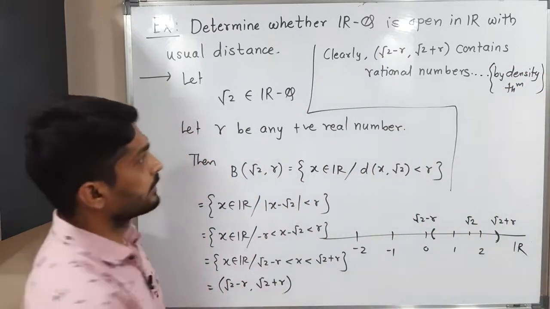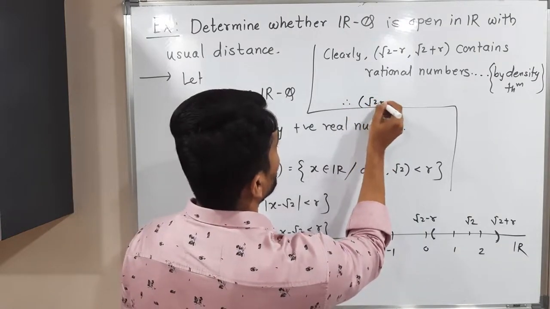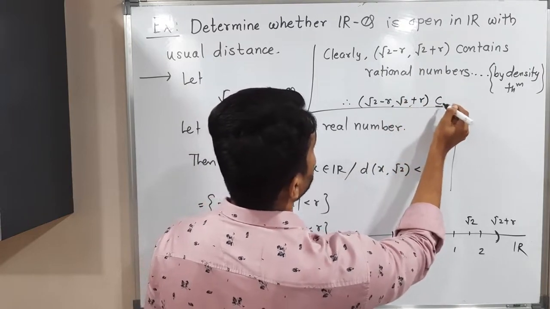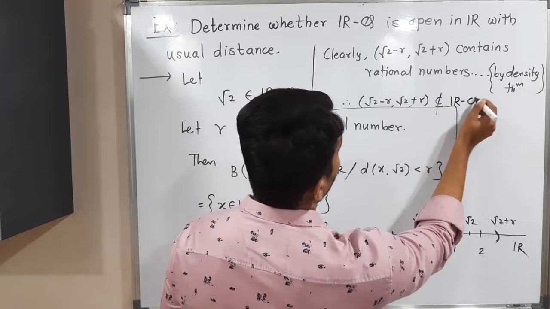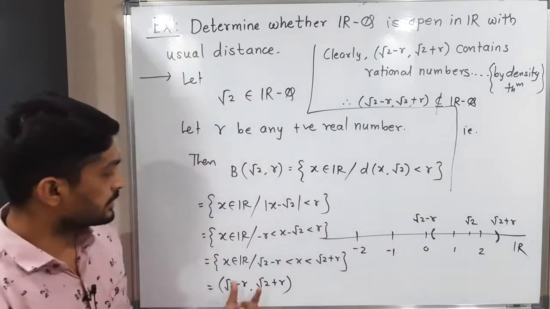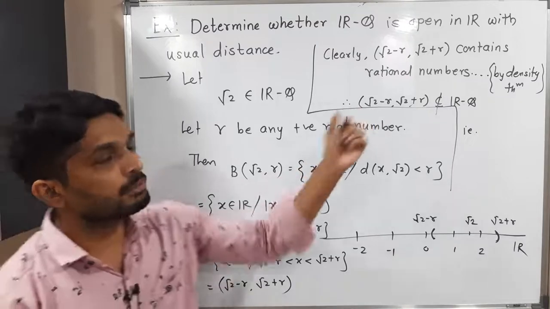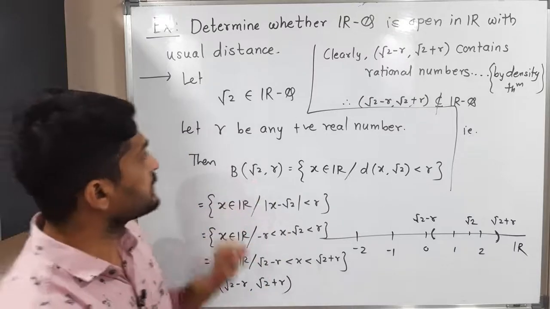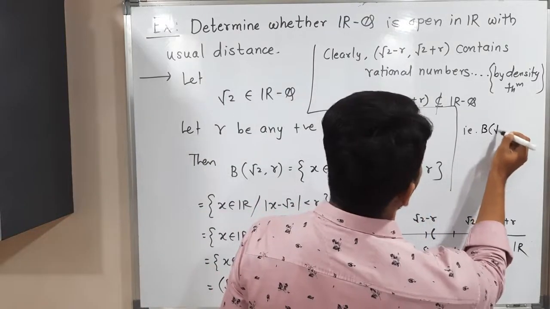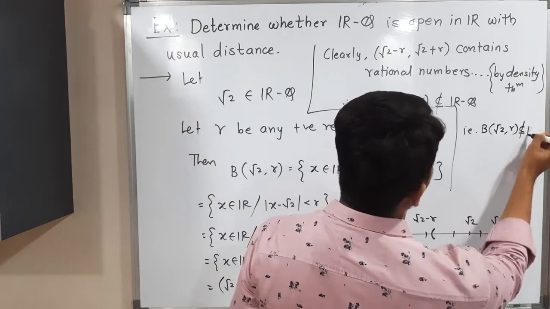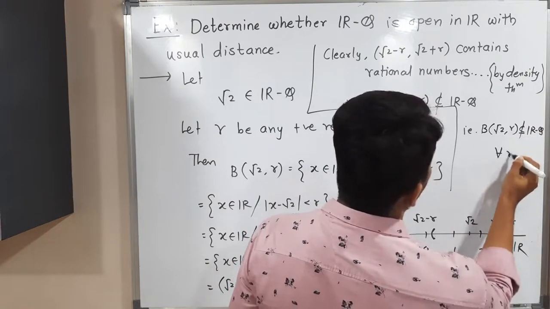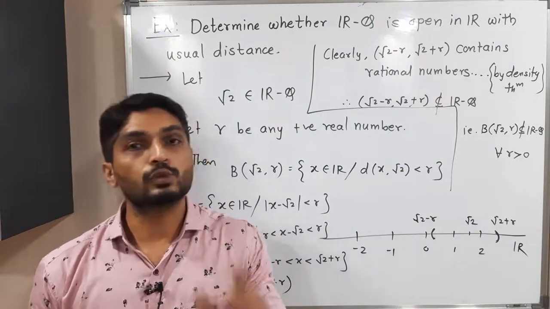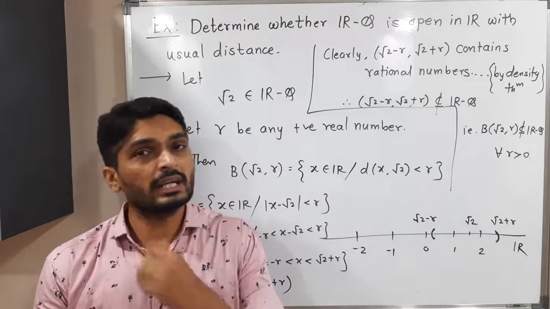Therefore the interval root 2 minus r, root 2 plus r is not a subset of R minus Q, since there will be many rational numbers also. So you cannot say it is a subset of the set of irrational numbers. And this is nothing but the open ball with center root 2 and radius r, which is not a subset of R minus Q. This is true for every r. That means if you draw any ball around root 2, it is not a subset of R minus Q, and it is true for any r greater than 0.